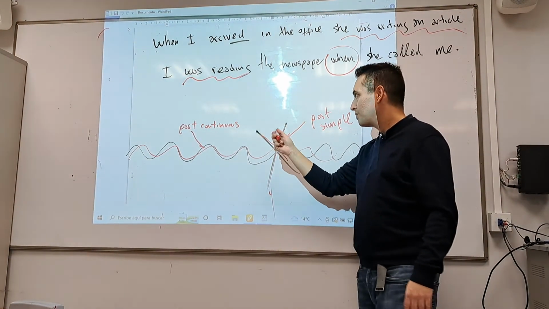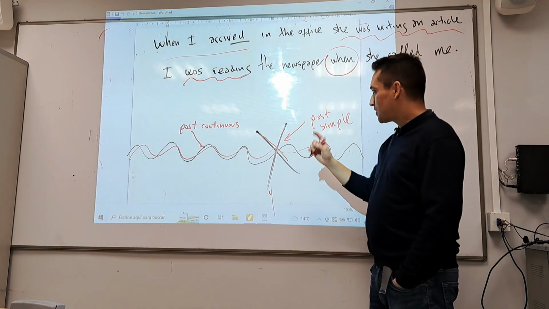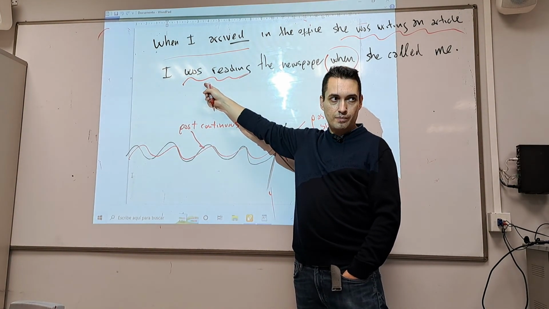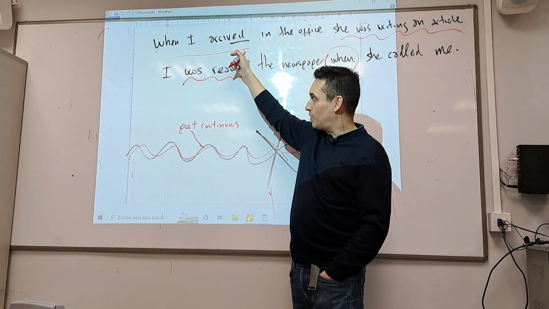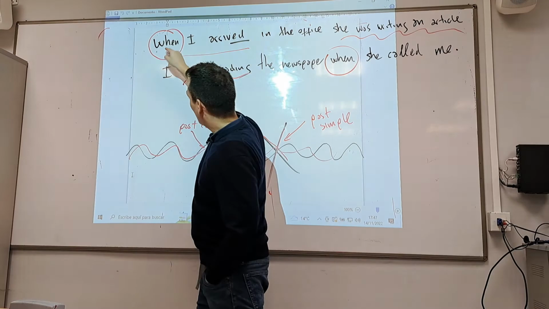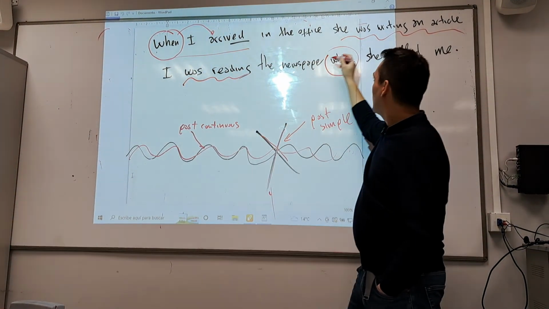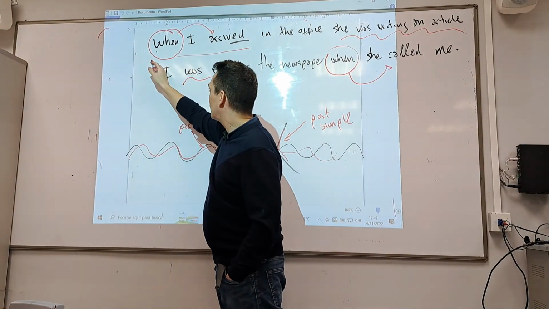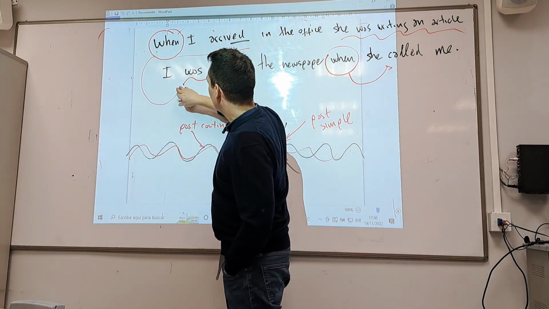And then, when I arrived in the office. Lo común es primero decir la continua, ¿vale? Pero lo he hecho aquí al revés para que veáis que también se puede, ¿de acuerdo? Fijaros en el when, ¿ya? El when suele preceder a la acción puntual. Pero no siempre, ¿eh? When she called. También podría preceder, también se puede decir when I was reading. No siempre, puede preceder ambos.